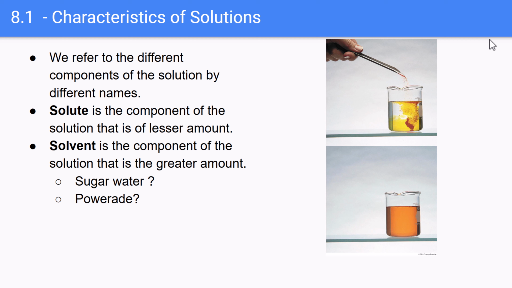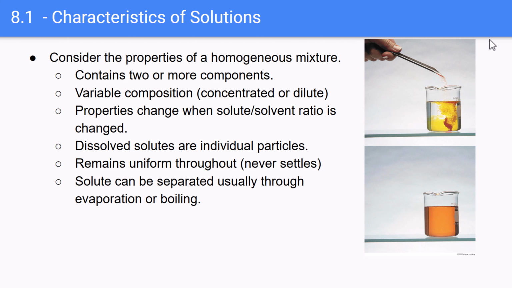Just need to look at the ingredients list and think a little bit about what the individual components of the solution are in and of itself. So let's consider some of the properties of homogeneous mixtures. First and foremost, they're going to contain two or more components. Again, it is a homogeneous mixture.